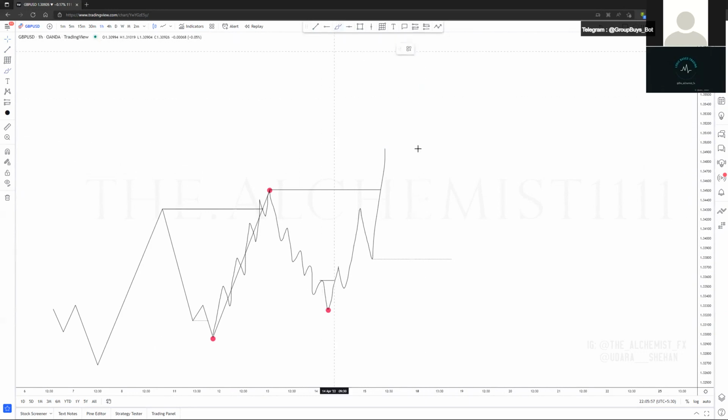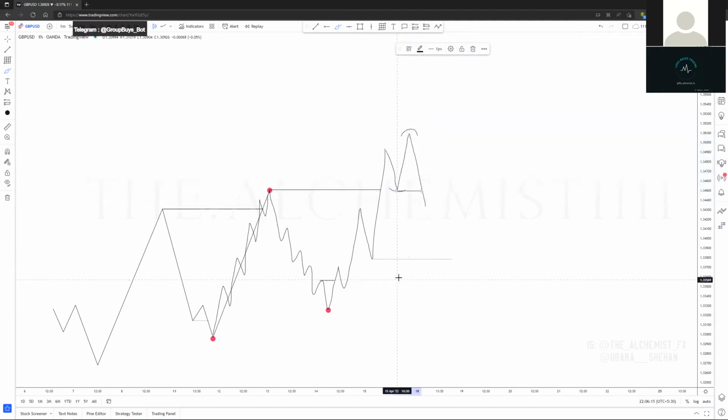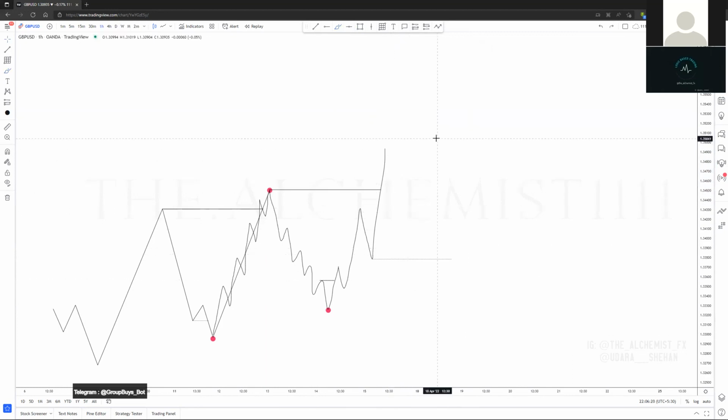Okay, so this breakout structure is very important. A break like this cannot be taken as a break. This is not a breakout structure. Remember that very well. You have to get a break of a swing low that created a higher high. Always remember that a swing low that created a higher high has to break. That is what would happen.